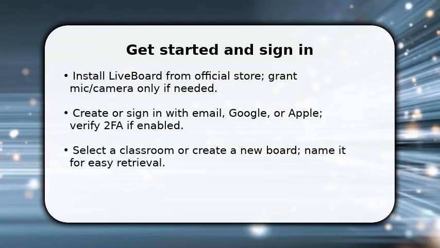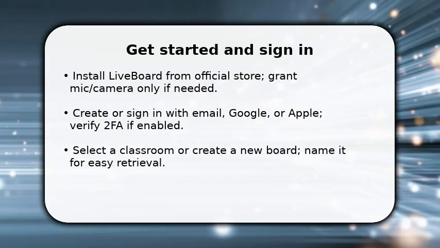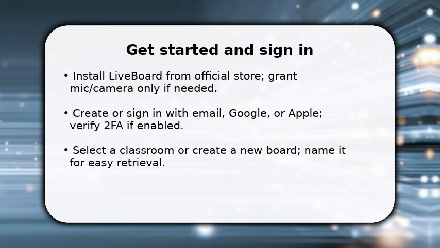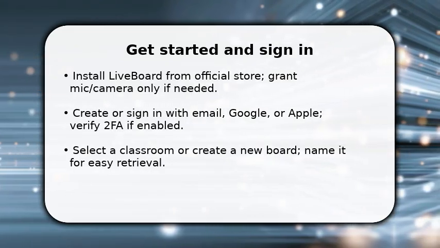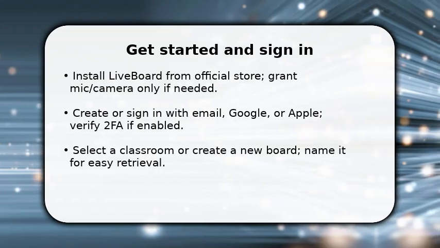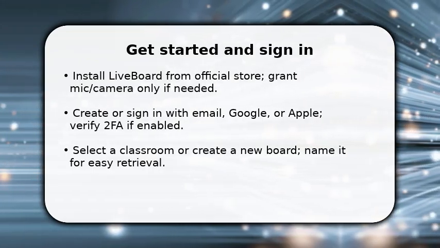You're ready to begin. Open Liveboard and sign in with your chosen method. Create or join a board immediately. Once done, name the board so you can find it later and choose permissions for collaborators. Make sure to allow notifications if you want live updates, then tap the Create button to initialize a whiteboard session.